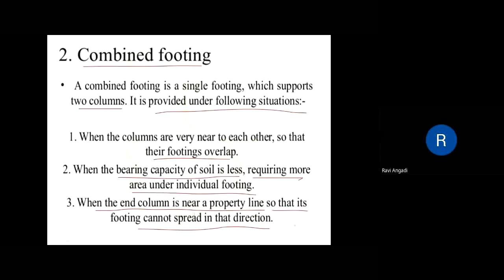Sometimes you may be asked to define combined footing and state in which situations it needs to be provided. At that time you can write these things. When the two columns are very near to each other, we can provide the combined footing. Or when the bearing capacity of the soil is very low, requiring more area to distribute the load, the combined footing needs to be provided for the column. Or when the end column is very near to the adjacent property line, in that case you need to provide the combined footing.